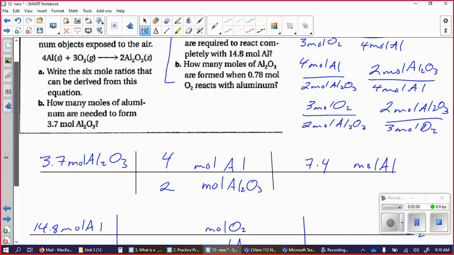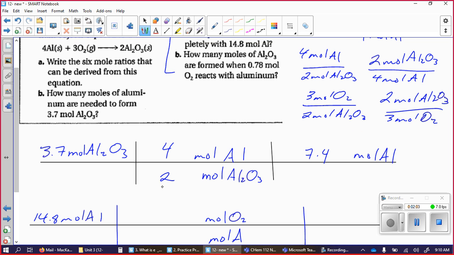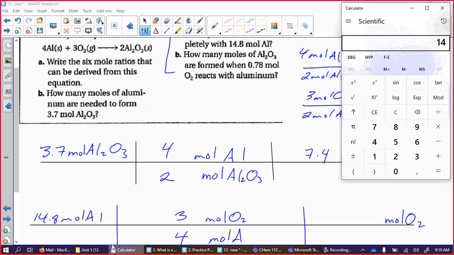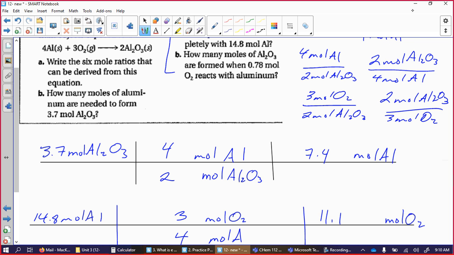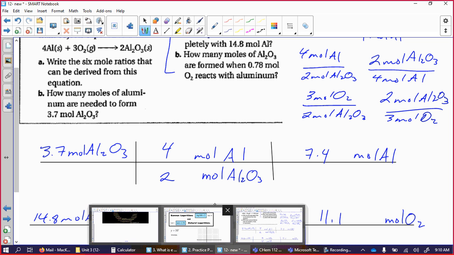So we go back to this balanced equation. There's 3 moles of oxygen for every 4 moles of aluminum. Then we break out our handy dandy Windows calculator: 14.8 times 3 divided by 4 equals 11.1 moles of oxygen. And that's the fundamental stoichiometry step, going from moles of something to moles of something else.